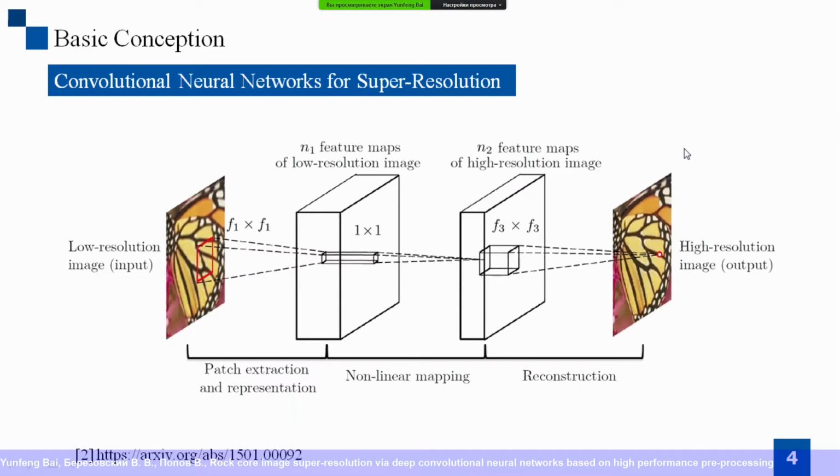First, I'm going to talk about the convolutional neural networks for super resolution. This is a deep learning method which was proposed by Zhao Dong in 2014. It was the first deep learning method to prepare super high resolution images.